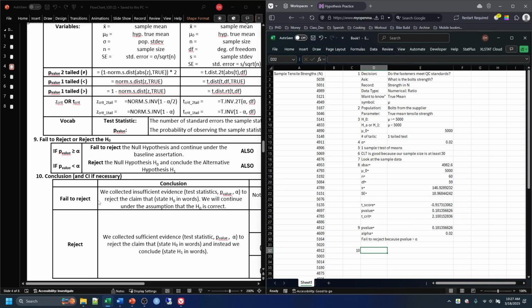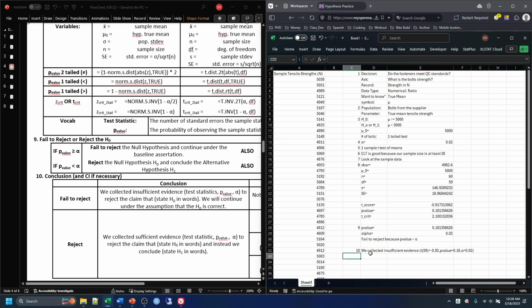So we'll write out our conclusion real quick. We're going to say we collected insufficient evidence, and then I'll put in my evidence. So I'm going to put t, and I'll put in my degrees of freedom, which was 59, and my t-score that I got was basically negative 0.92. I'll put in my p-value, which was equal to 0.18, and I'll put in my alpha, which is equal to 0.02.